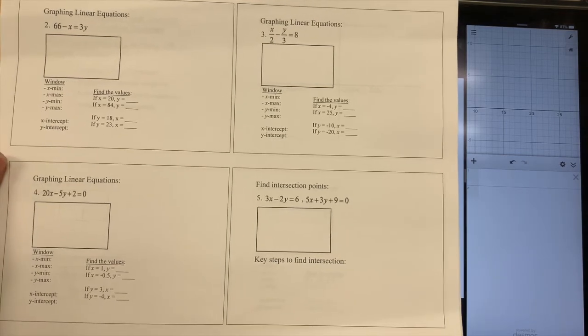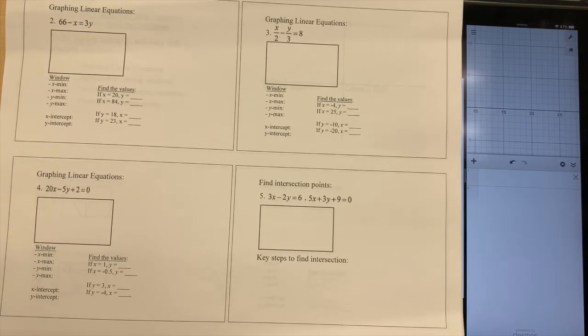And I know some of you are probably used to having to get the y by itself, but the cool thing about Desmos is you don't have to. Let's just type it in exactly how it looks. We're going to say 66 minus x is equal to 3y. Hit enter, and it's going to graph it, but we don't see anything.